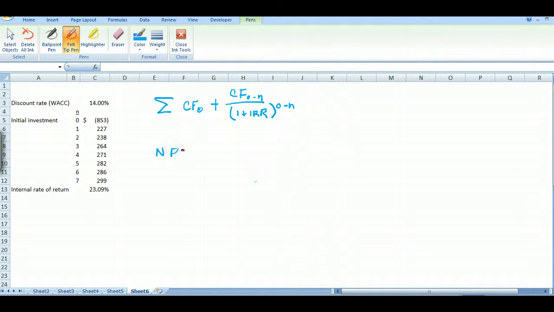We can say NPV has to equal 0, okay, which equals cash flow, which is our initial investment at period 0, plus the cash flow for each of the other periods. So here's period 1, and that's divided by 1 plus IRR to the first power, because that's for period 1. And then in period 2, we'd have the cash flow of period 2. And again, we're going to discount that by this internal rate of return.